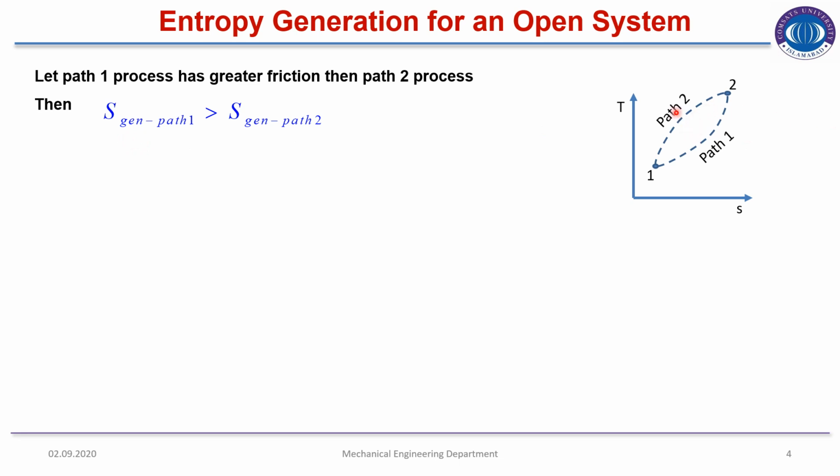Then both processes are irreversible. As path 1 has greater irreversibility, the entropy generation term will have a greater value for path 1, and path 2, which has less irreversibility, will have a less entropy generation term. Let's suppose the Sgen for path 1 is 5, then Sgen for path 2 is, let's suppose, 3, or will be less than 5, because path 2 has less irreversibility.